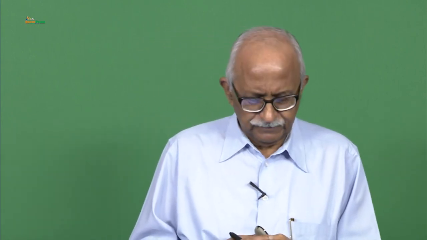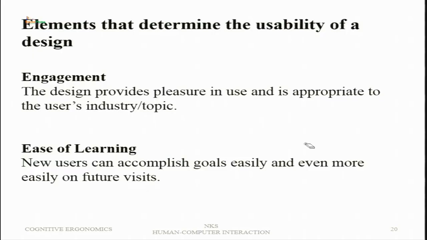Ease of learning. New users can accomplish goals easily, and even more easily on future visits. So that means learning is fast. And on the first trial itself, the user should be able to use it easily. But then as learning happens, it will get automated.